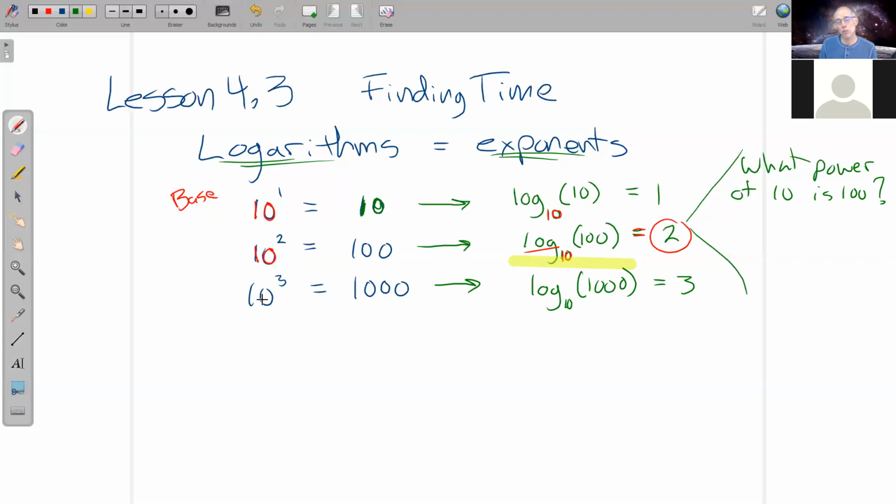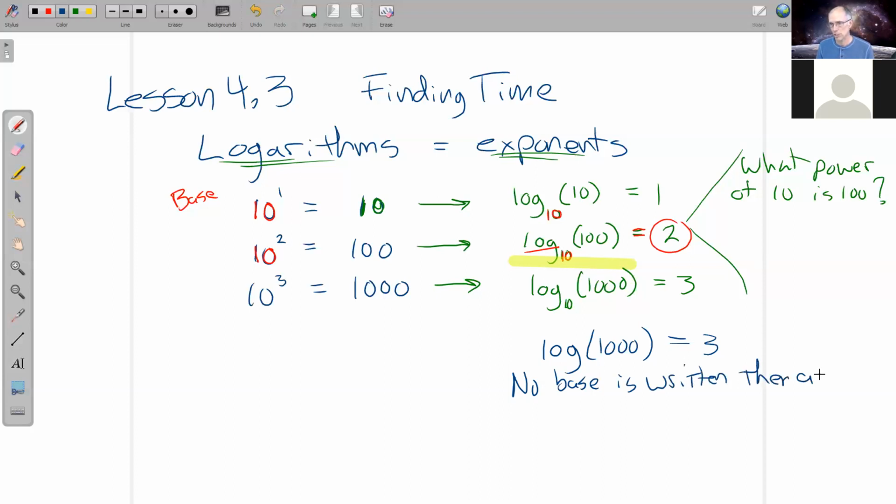Now, because our number system is based on 10, we use 10s all the time in math and science. A lot of times this will be abbreviated. So on a calculator, it would just be log of 1,000 is 3. So if you see no base down here, it's assumed to be 10. So if no base is written, then assume it's 10.